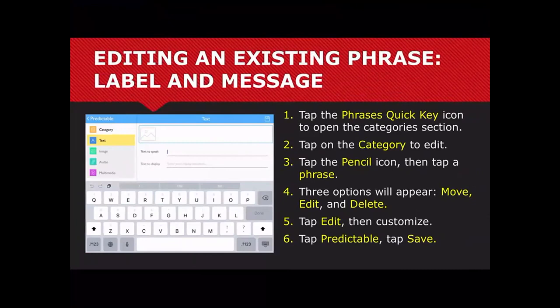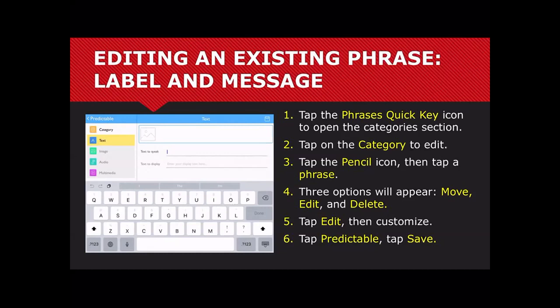Okay. Editing an existing phrase, label, or message. When you click on the phrases quick key, which is the green little lines, and you click on a category, once you're in the category, then you hit the little pencil icon at the bottom to edit. You click on the phrase you want to edit, then you get three options: move, edit, and delete. Tap on edit to customize it, and then when you're done, you tap on predictable.